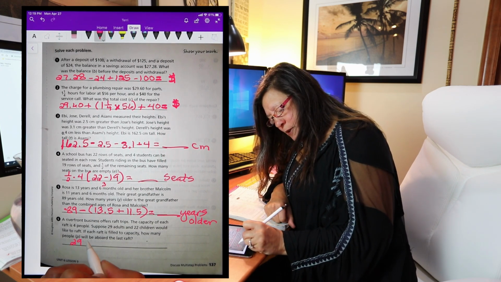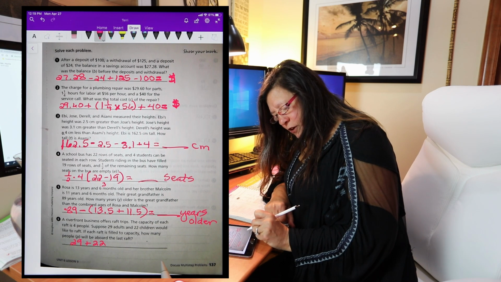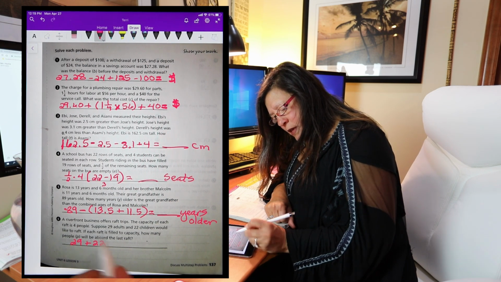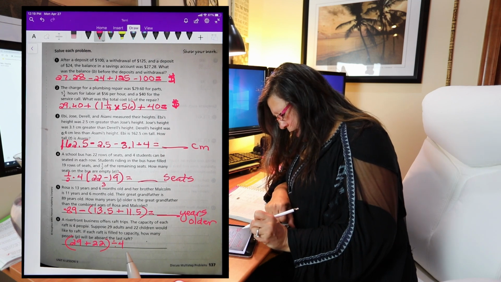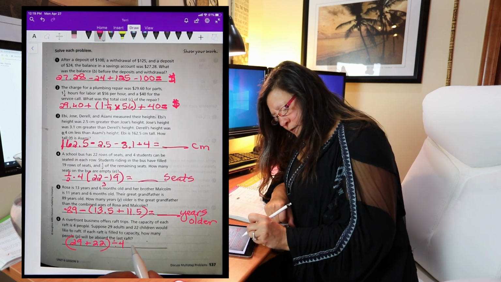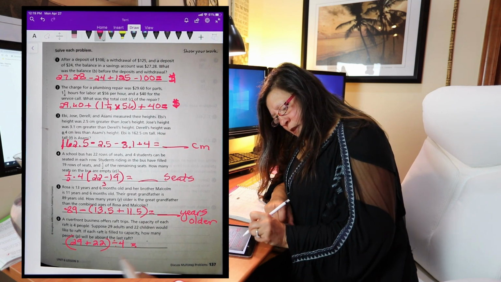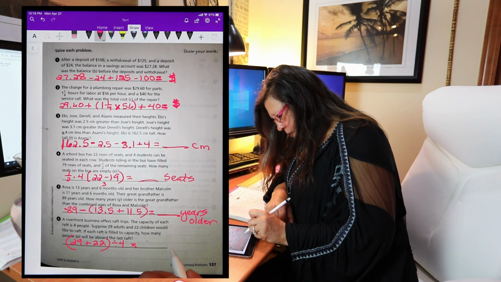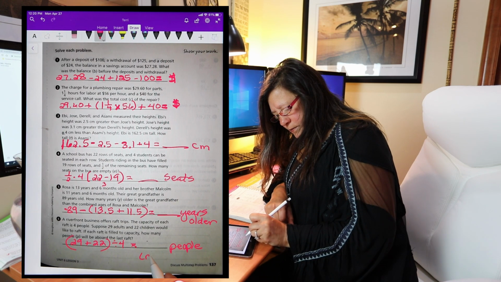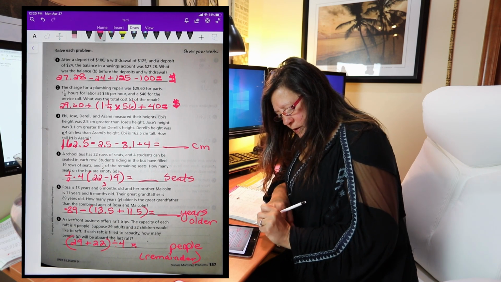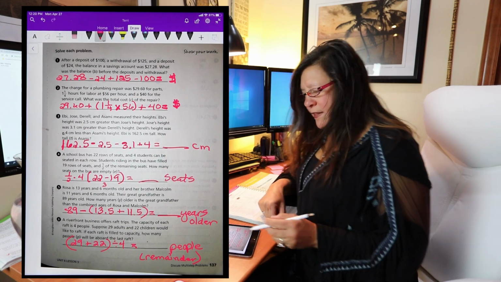Well, let's figure out how many people altogether first. 29 adults and 22 children. Okay, and then you're going to divide that by 4 people per raft trip, right? And then figure out how many people are going to be on that last one. That's going to be a remainder, which is your answer. The remainder will be how many people will be on the last trip.